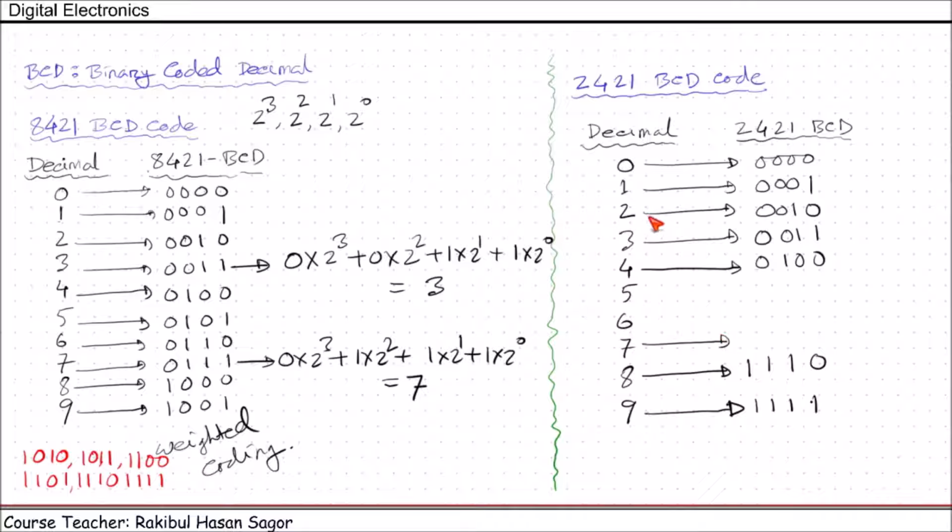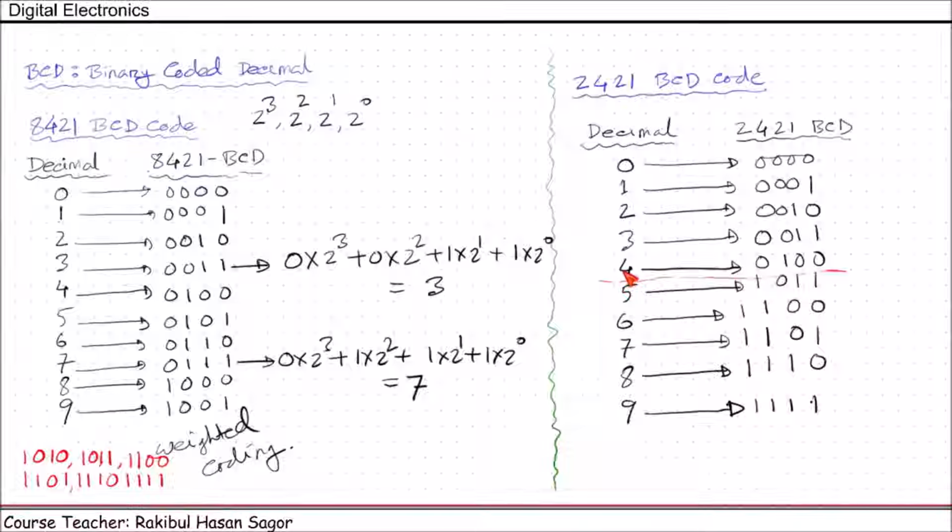7 will be the ones complement of the corresponding BCD code of 2. We have 0010, so we should have 1101. And 6 will have a value that is the ones complement of 3, 1100. And 5 will have the corresponding ones complement of 4, 1011. Now you can see if we make a segment here, that means after 4 before 5, we are getting the reflection of every bit of the corresponding numbers.